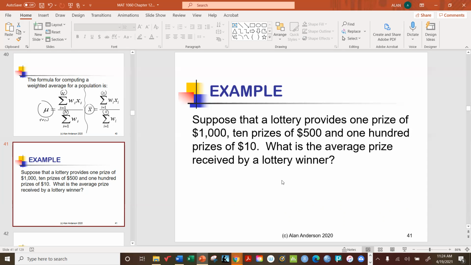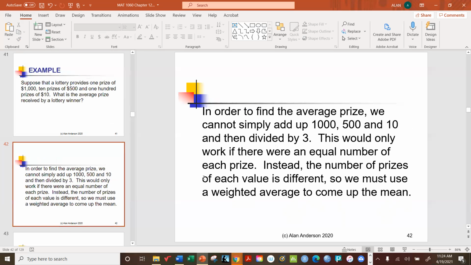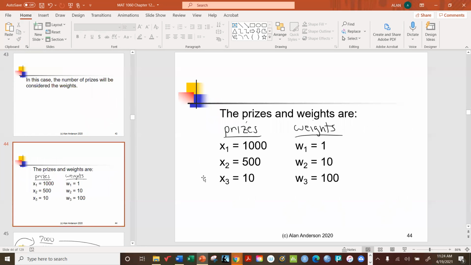Now, since there's only 3 prizes, we can think of this as a population, the 3 prizes, and we'll use the population version of this formula. By the way, I just want to point out that in a case like this, the prizes are the actual X's. The weights are the number of prizes in each category. That's important. If you got that backwards, you cannot possibly get the right answer.